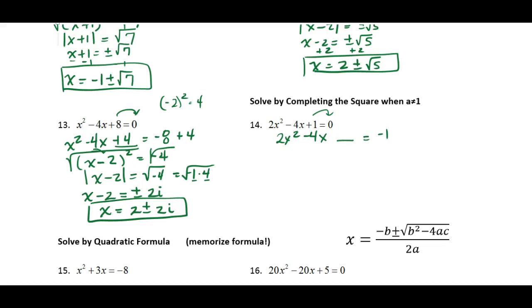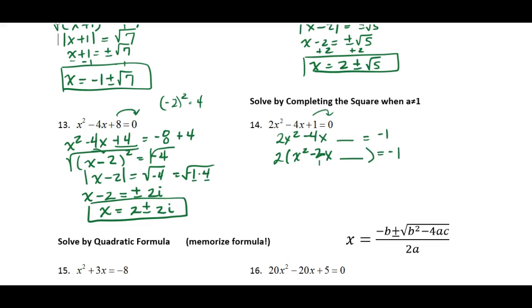Now look over here. What can we factor out of these two guys right here? We can factor out a 2. We don't want to factor the x and the x squared and the x out. Let's leave that be. So then we have x squared minus 2x equals negative 1. Now, here we go.